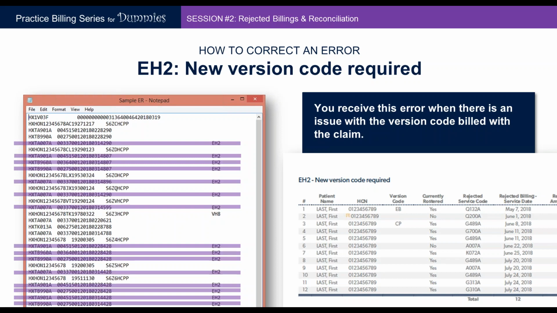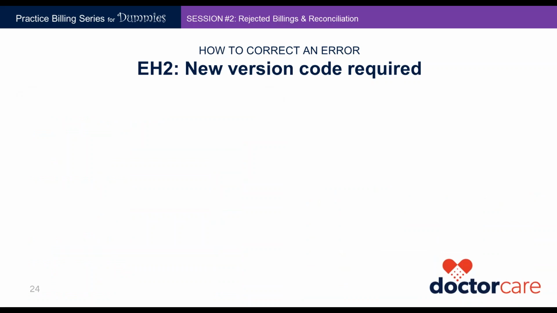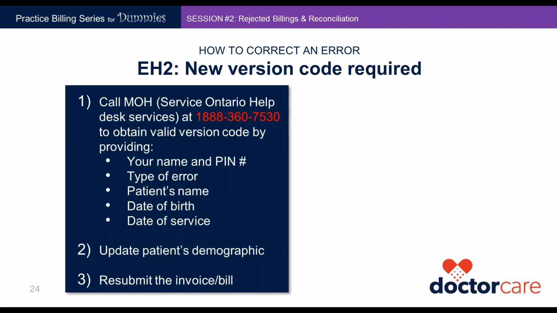In order to correct an EH2 error, doctors typically have their front staff call the patient to get the updated version code. However, our main tip is to call the ministry. Yes, there is a ministry service for this, for the information, for the missing or wrong version code. It's significantly faster and more efficient than calling each patient one by one to get that updated information. The exact steps to carry out are laid out on this slide.